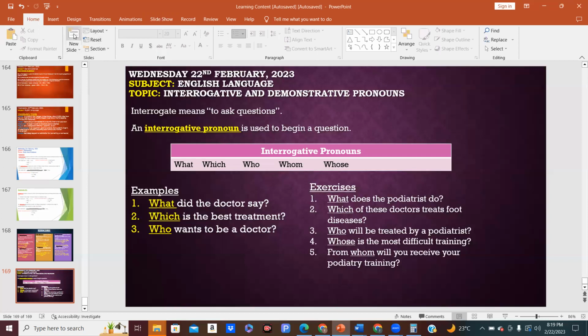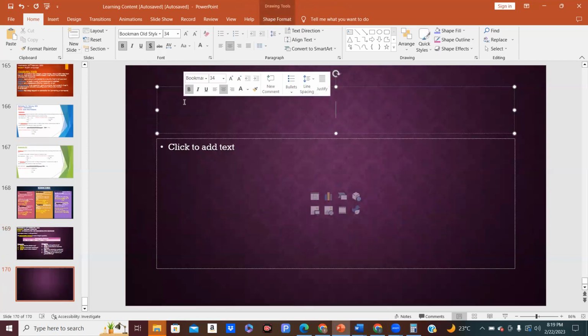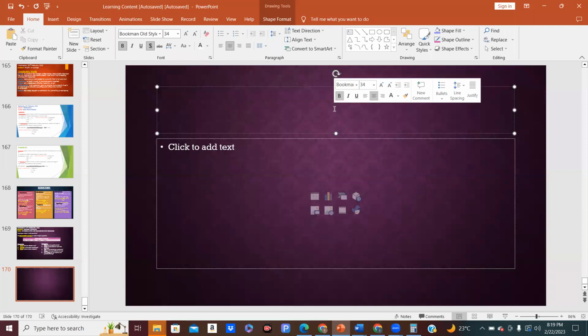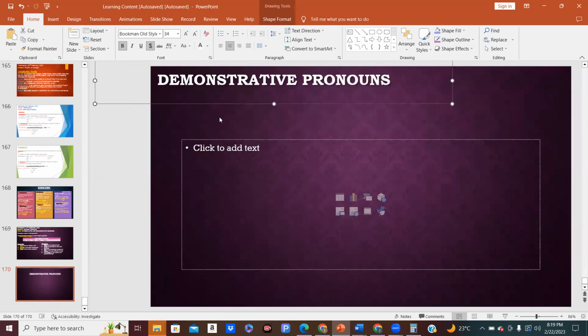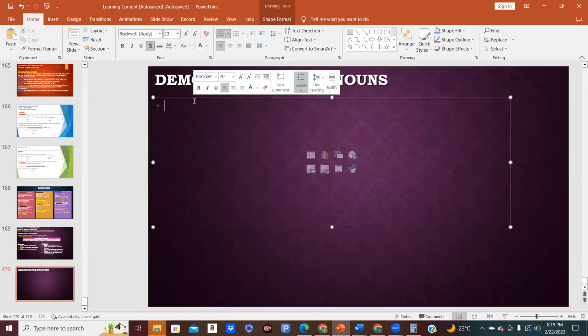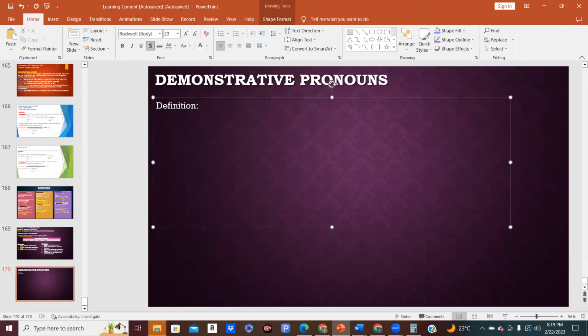Okay, so when I think about demonstrative pronouns, I think about it being, in some sense, the opposite of indefinite pronouns. So next one is demonstrative pronouns. So for demonstrative pronouns, the definition is the following. A demonstrative pronoun points out a specific person, place, or thing.